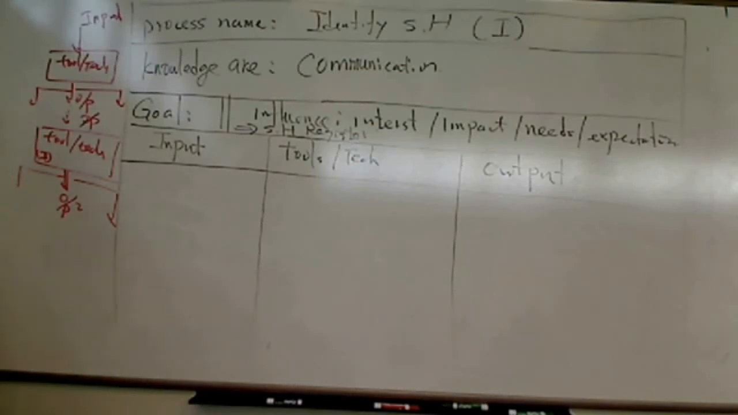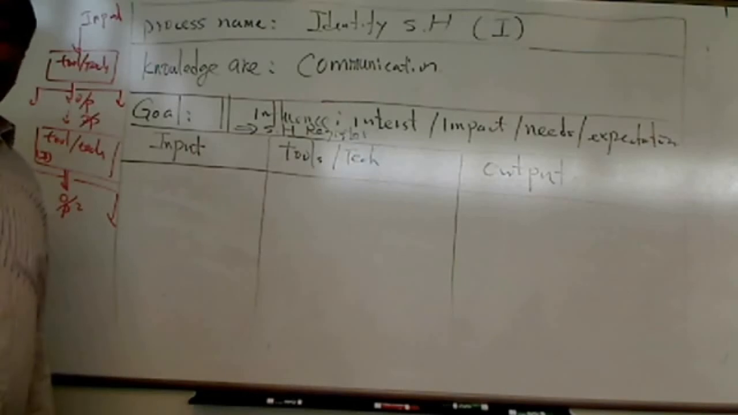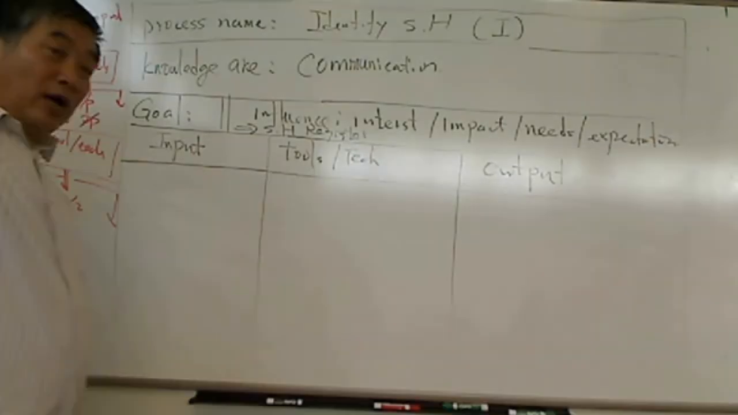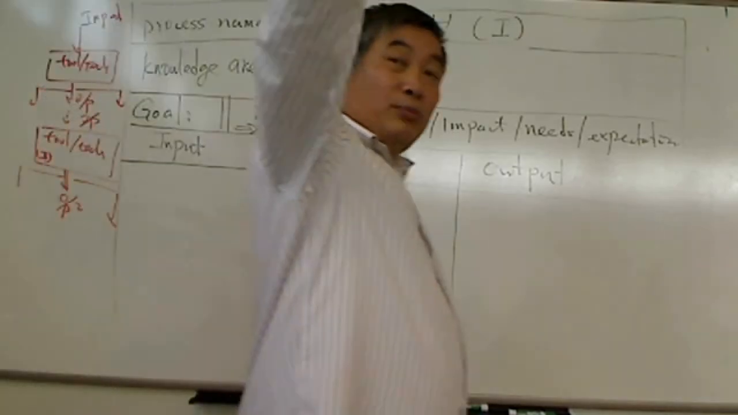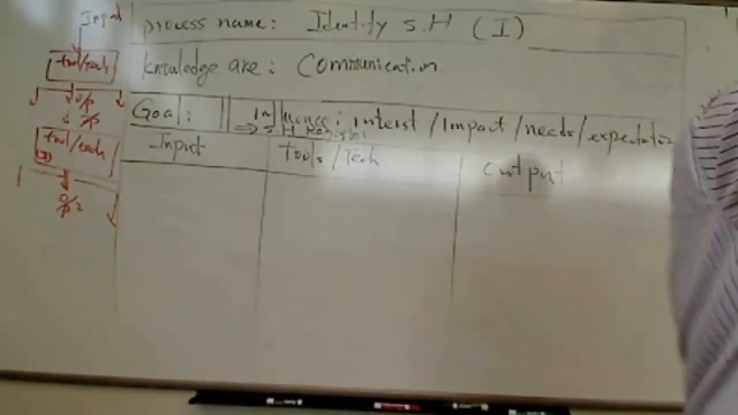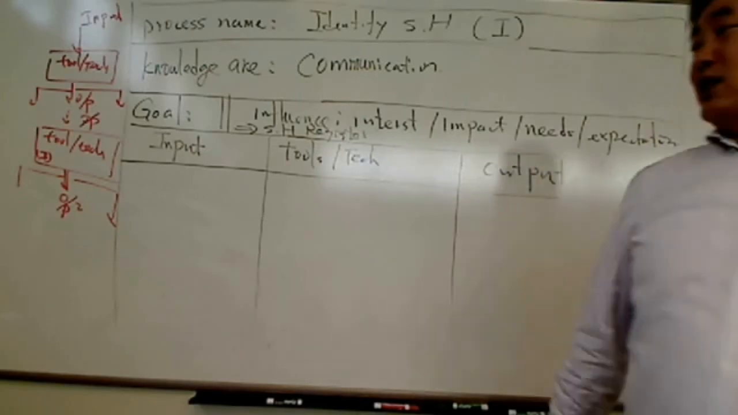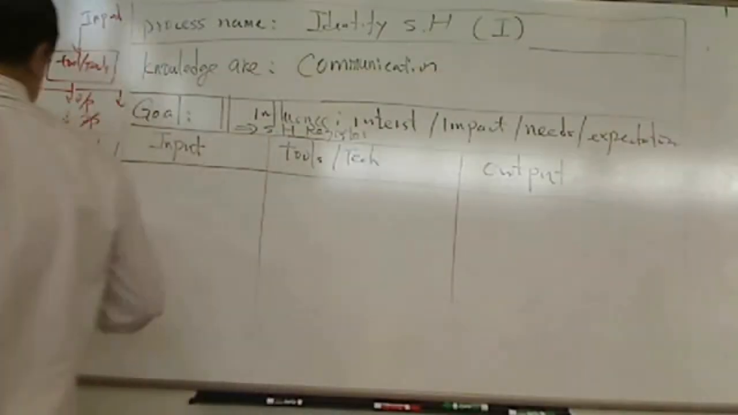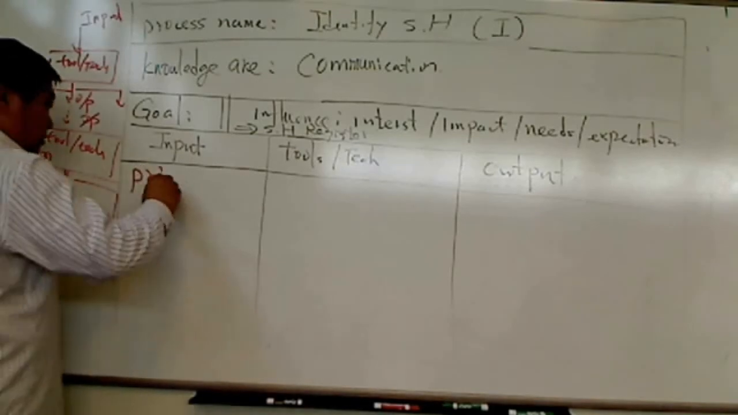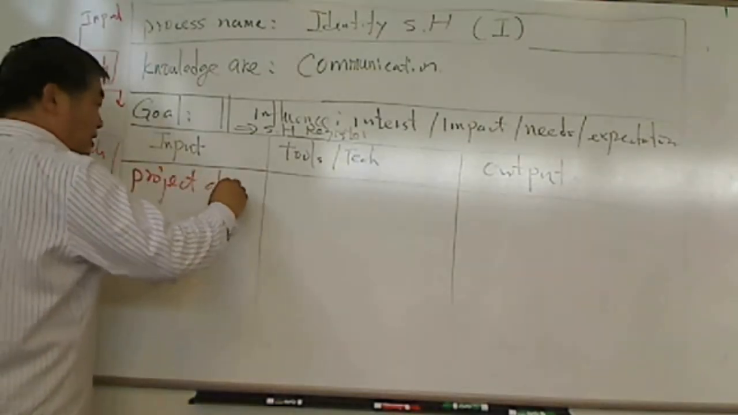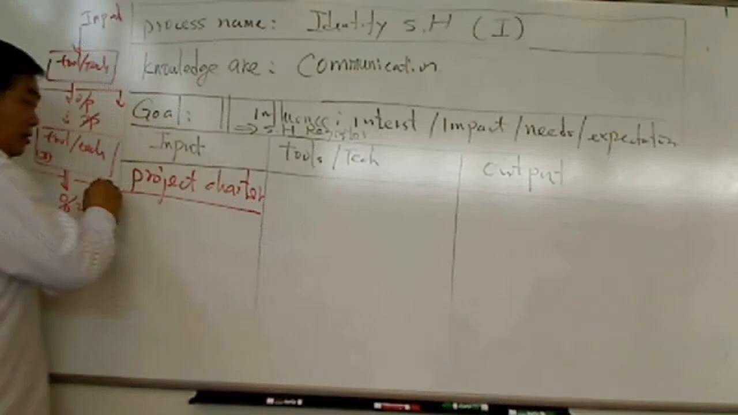What's the first process? Develop project charter, right? What is the second? Identify stakeholder. The first process's output is what? Project charter. So it becomes the input of the second process, right? So the input is what? Project charter. You follow me?